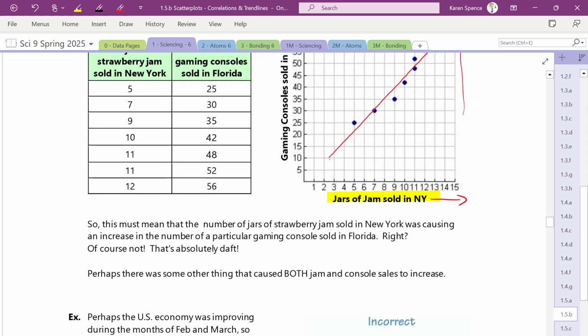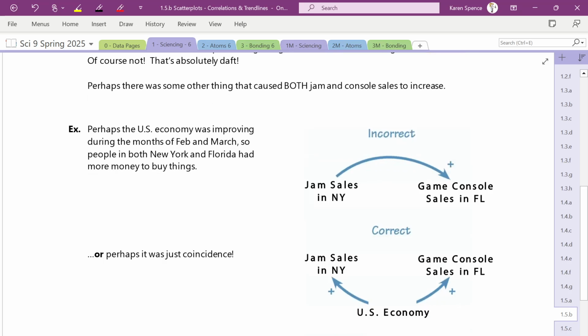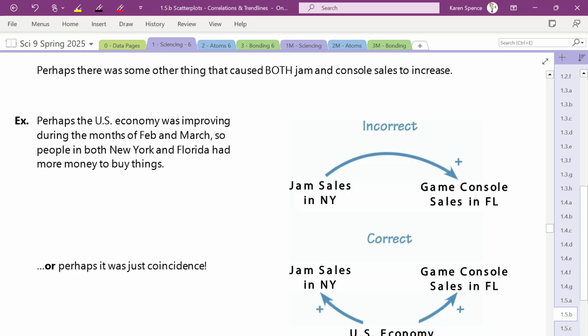Okay. You might also have a growth in the US economy, right? Maybe the economy was just better, so everyone had more money, so they could buy more jam and more gaming consoles. They could just buy more of everything. Okay, so here is our hypothesis, is maybe it is that the US economy made game console sales go up, if this goes up, then this goes up, but also it makes that go up.